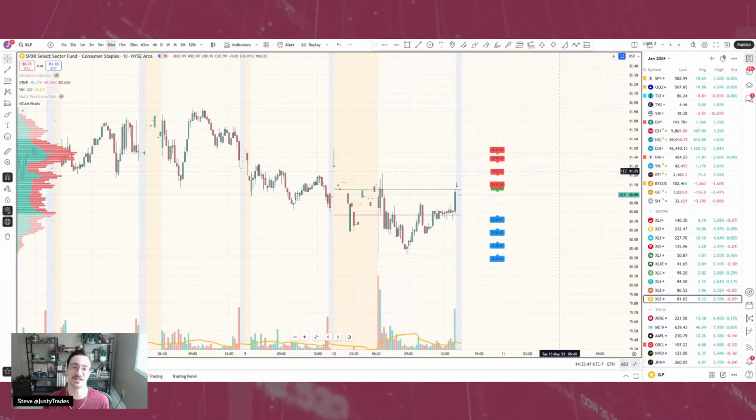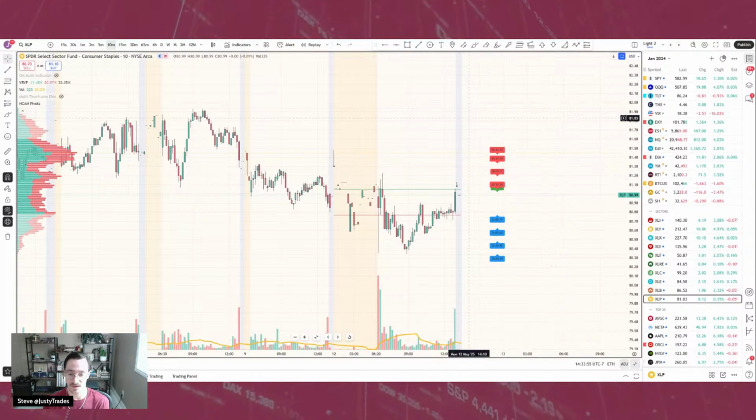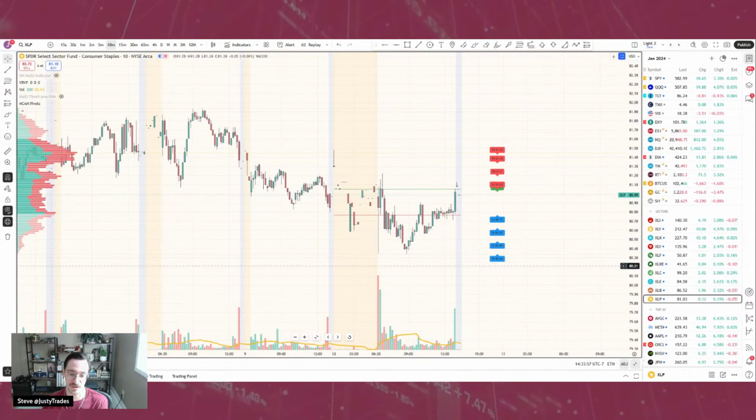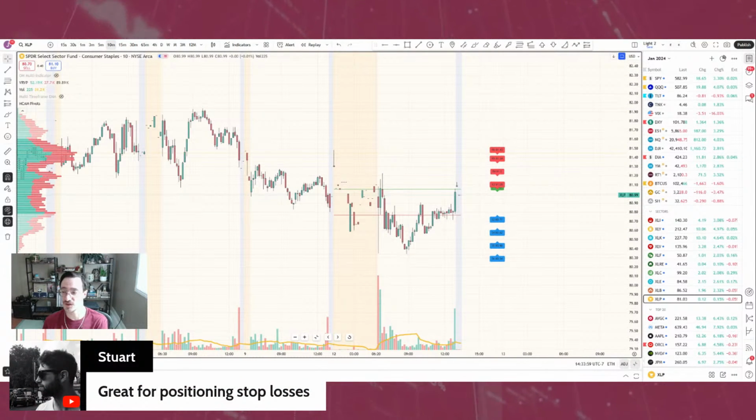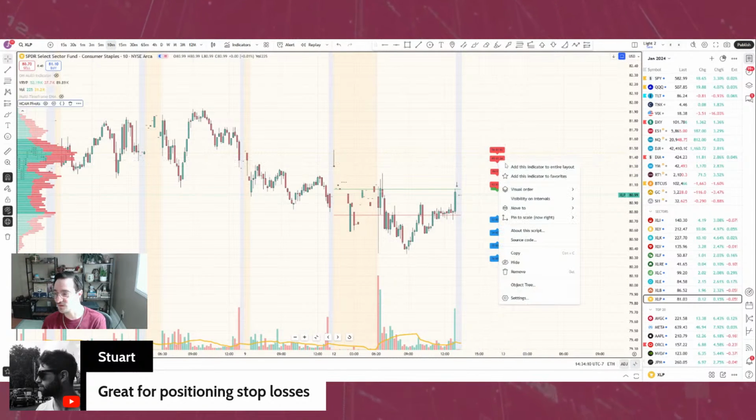But the whole idea is that we are essentially giving some ideas and helping inform ourselves about where a move will go if we're already in it. Yeah, exactly. Great for positioning stop losses. Absolutely. So the same thing here. You can say, okay, if we lose the S4, we're probably in a trend day down or something. So there's a couple things to consider for options for indicators here.